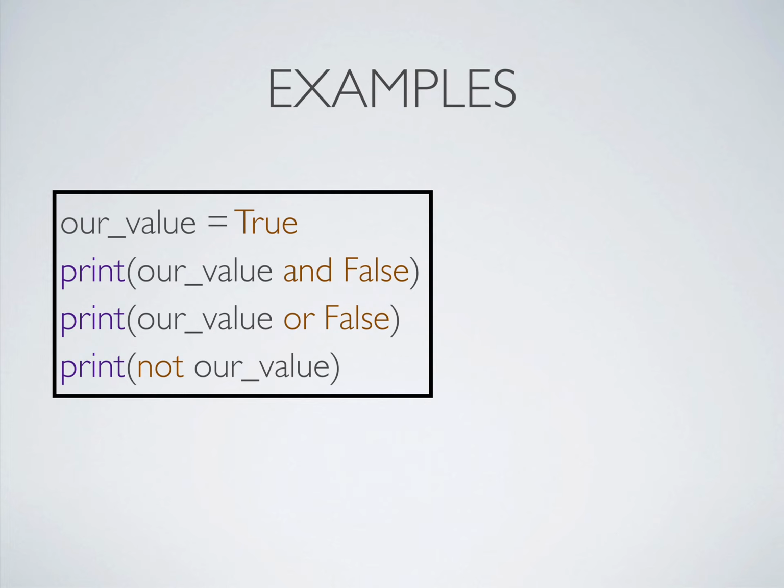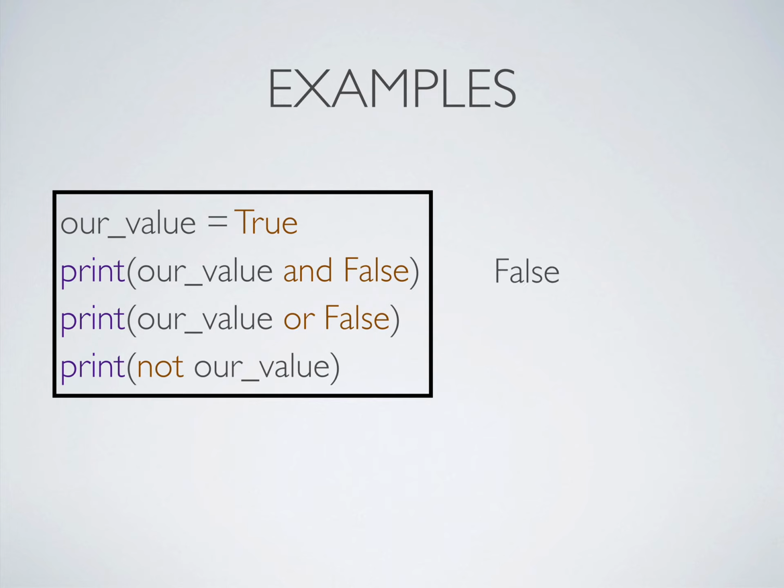Alright, so let's just run through a couple examples together. Here we have a variable assignment statement. The variable name is our_value, and we are giving it the Bool value true. So when we print our_value and false, that's basically saying true and false, right? Because our_value has true in it. And again, the rule is with "and," they both have to be true for the whole thing to be true. In this case, we have a false, which means that first one is going to be false.